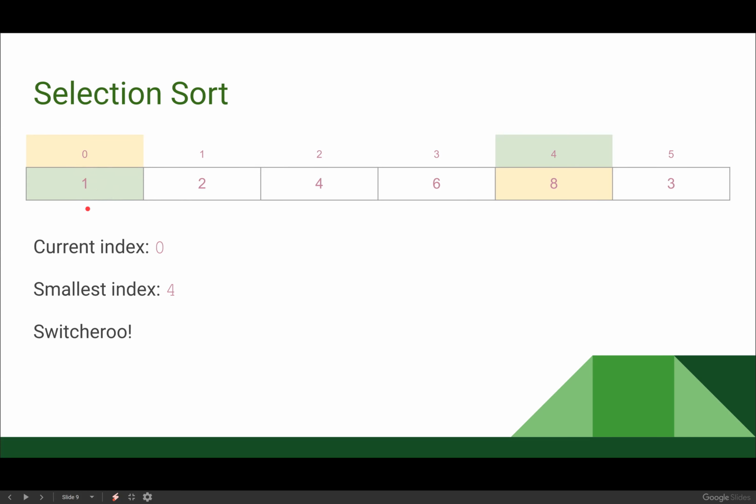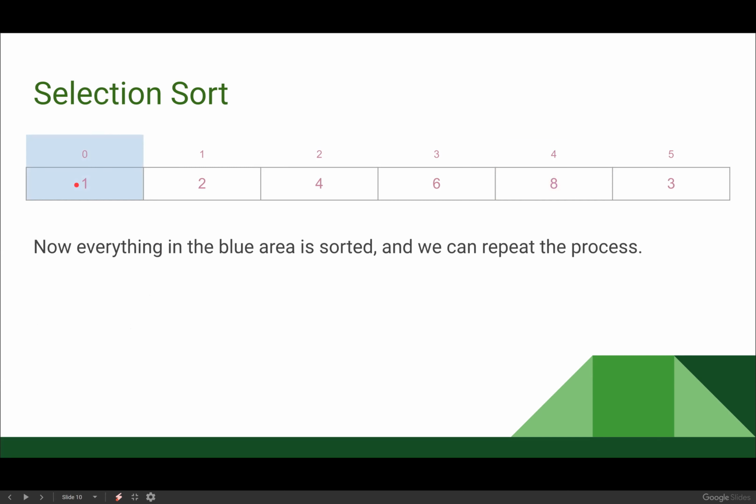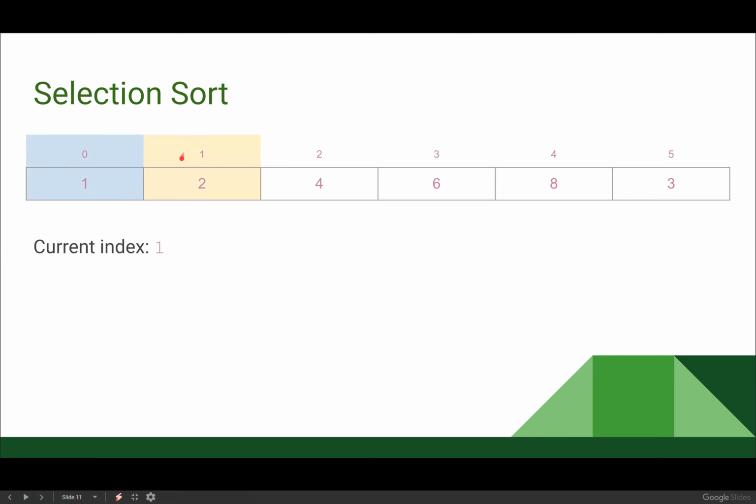So now that index 0 is sorted. Everything that is in blue is now sorted, so we can move on to filling in the correct value in this position. So our current index is 1, and our smallest value is in that exact same spot. So we perform a switcheroo. We really don't need to do a switcheroo because we already have the right thing in the right spot. But hey, we now have that thing in the right position. Now everything in blue is once again sorted.